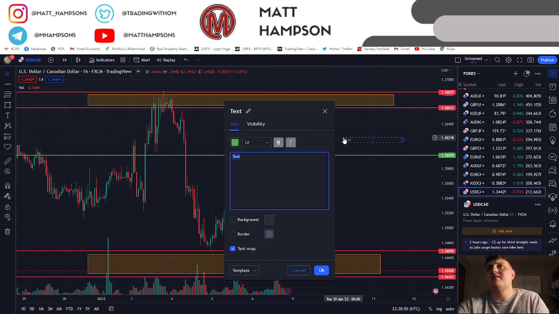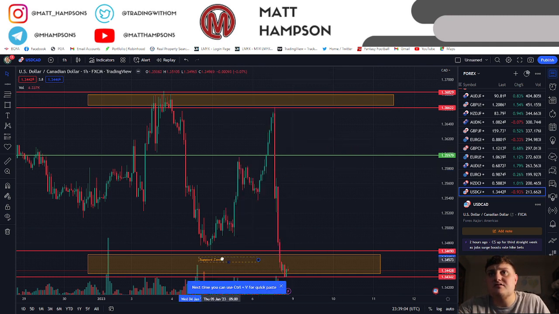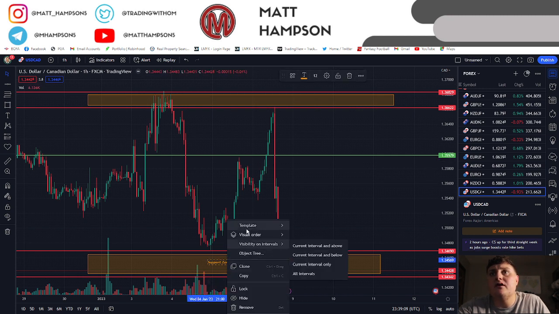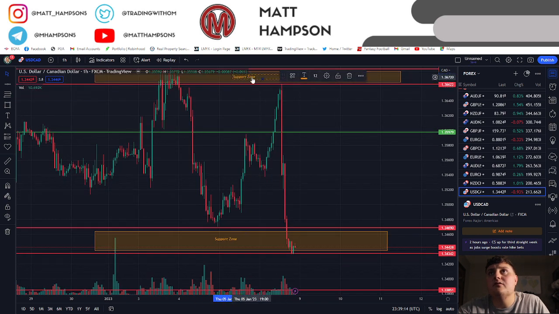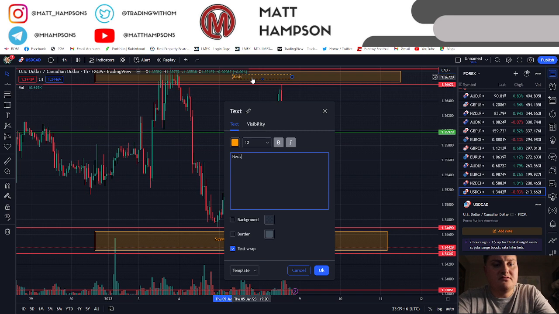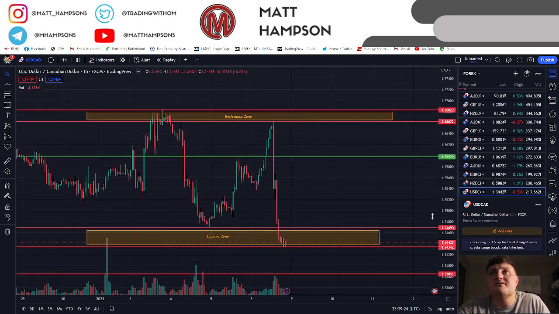So I'm going to just type some things out here just so we can all understand where it is. So you got a support zone here, and we're going to put that inside our support zone. So this is our support zone right here. We're going to clone this just for ease, and we're going to call this one resistance zone. Okay, so now we have clear support and resistance zones, right?